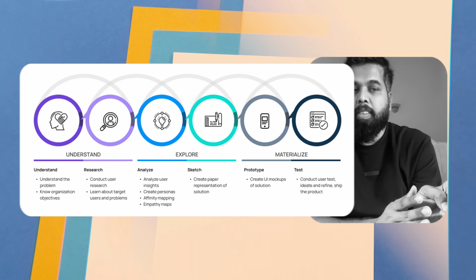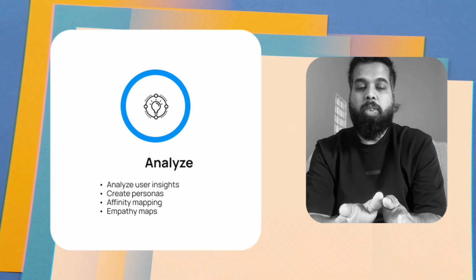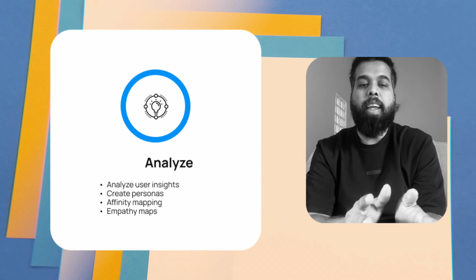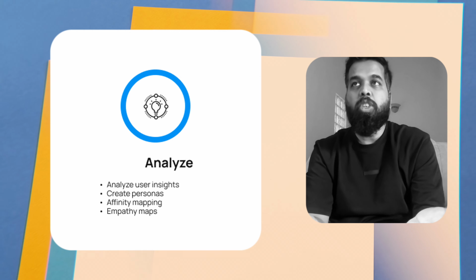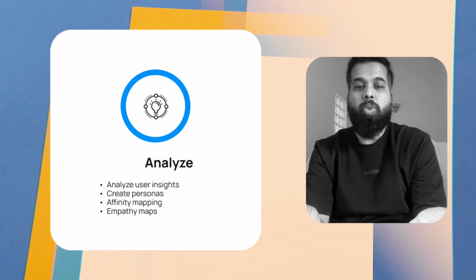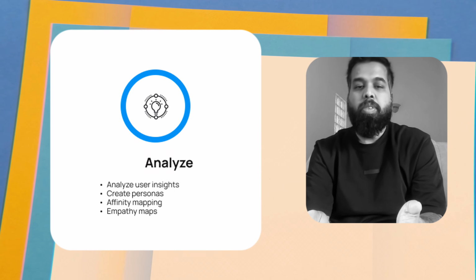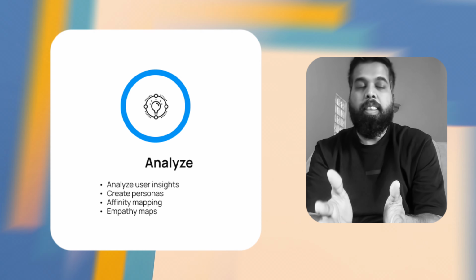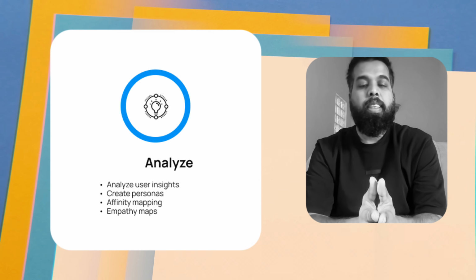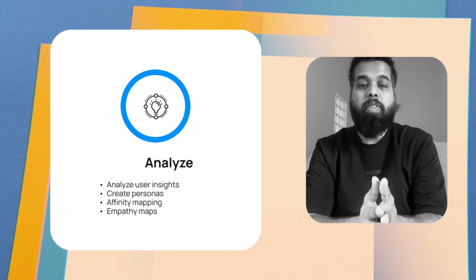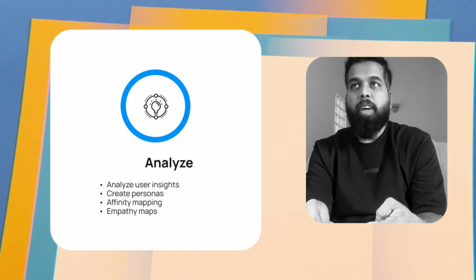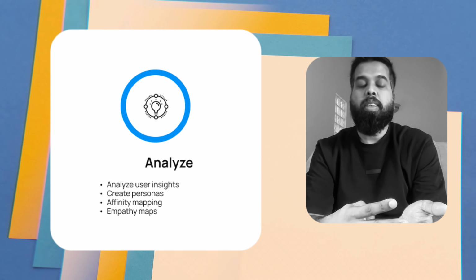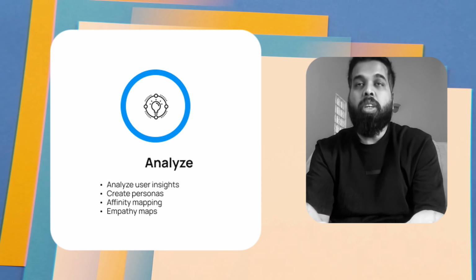So we talked about understanding and research, then comes the analyzing phase. In this phase we analyze the user insights that we gathered in the first two steps. We can analyze by creating visualizations such as personas, affinity maps and empathy maps. Personas is one thing that UX designers should do in the design process. By creating a persona, the designer will be able to understand what his users' backgrounds are, what his demographics are, what pain points he is facing, and what motivations he has.